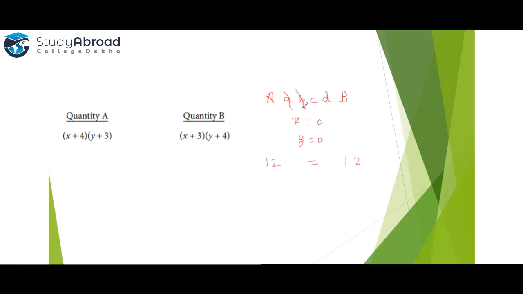Now what other numbers can you think about? We can try x is equal to 0, y is equal to 1. It will give me 0 plus 4, 1 plus 3. And here I'll get 0 plus 3, 1 plus 4. So this will be 4 into 4. This will be 3 into 5. So 16, and this is 15. Here I am getting quantity A greater. So option C is also eliminated. My answer choice D is correct in this case.